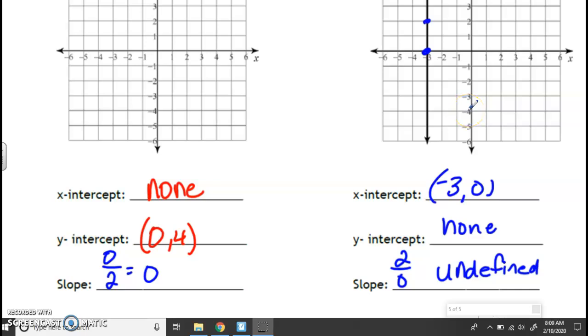Okay, so remember, vertical lines, VUX, undefined, horizontal lines, HOY, 0.